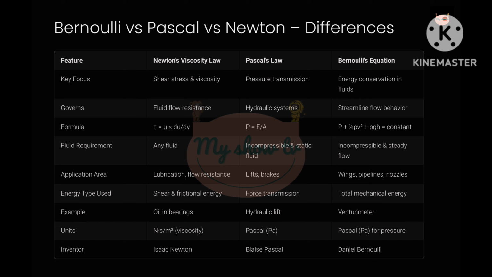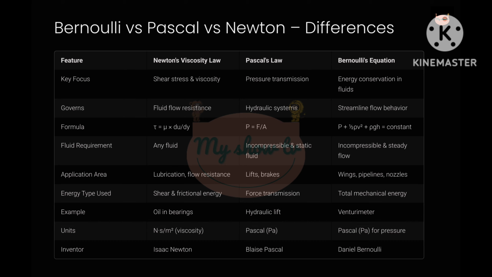3. Formula. 4. Fluid conditions. Newton's law applies to any fluid in motion. Pascal applies to static, incompressible fluids. Bernoulli applies to incompressible and inviscid, non-viscous, fluids in motion. 5. Application areas. Newton's law is used in lubrication. Pascal's in hydraulic tools. Bernoulli's in flow devices like venturimeter and airplane wings.